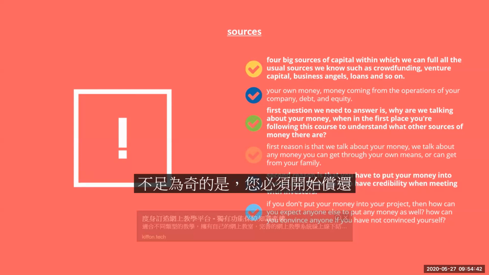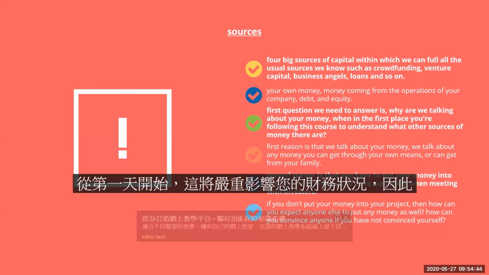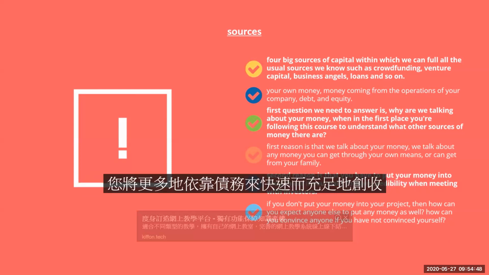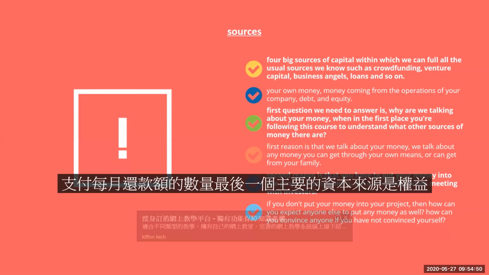The downside is that you'll have to start paying back from almost day one, which will weigh heavily on your finances. So the more you rely on debt, the more you have to generate revenue fast and in sufficient quantity to pay those monthly repayments.